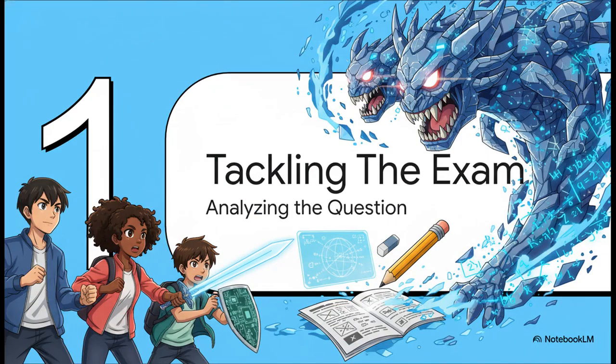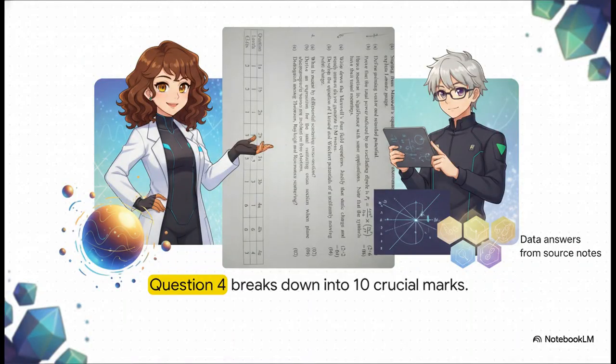All right, Section 1, Tackling the Exam Question. So let's look the beast right in the eye. We're facing the actual exam paper head-on today. Check out question 4. Just look at that point breakdown. Part A is 2 marks, Part B is a massive 6 marks, and Part C finishes it off with 2 more. That's 10 total marks on the line just for electromagnetic scattering.